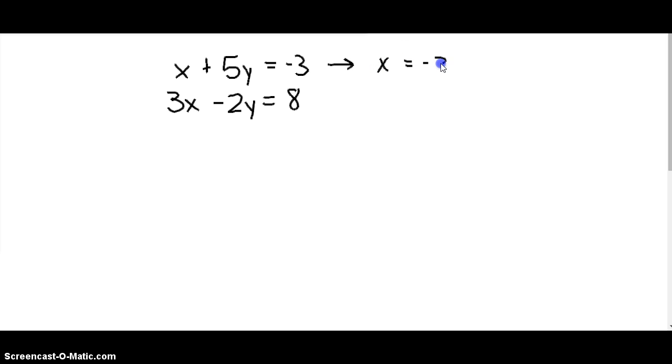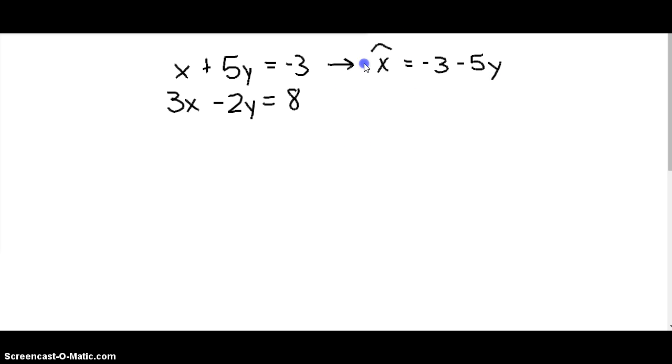What if we had x plus 5y equals negative 3, and we had 3x minus 2y equals 8. This one is a little more involved, as we have to solve for one of the variables. I look for something without a coefficient first to solve for, so I don't have to divide anything and end up with fractions. So I'm going to go ahead and solve this top equation for x by subtracting 5y from each side. I'll get x equals negative 3 minus 5y.